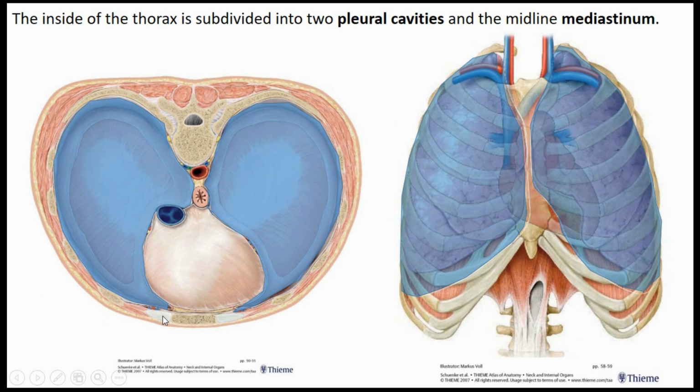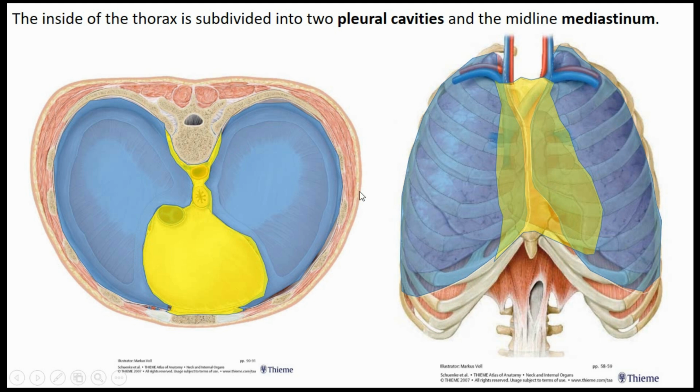But we have true pleural cavities taking up a lot of space. And on the midline, we have a very odd anatomic structure containing many different things called the mediastinum. So, the mediastinum does contain the heart, but also a lot of other stuff, and it's more of a midline block of tissue that's in between the two pleural cavities.